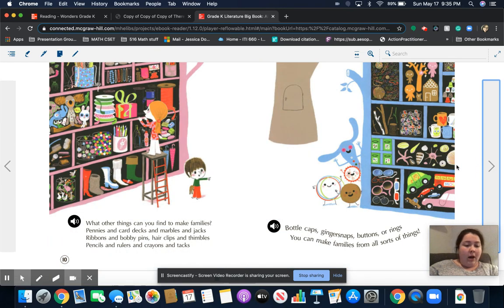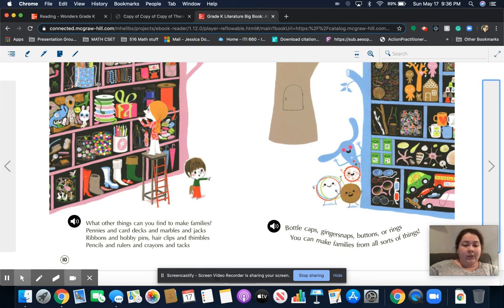What other things can you make to find families? That's a good question we can ask ourselves. Pennies and card decks and marbles and jacks, ribbons and bobby pins, hair clips and thimbles, pencils and rulers and crayons and tacks, bottle caps, ginger snaps, buttons or rings. You can make families from all sorts of things.